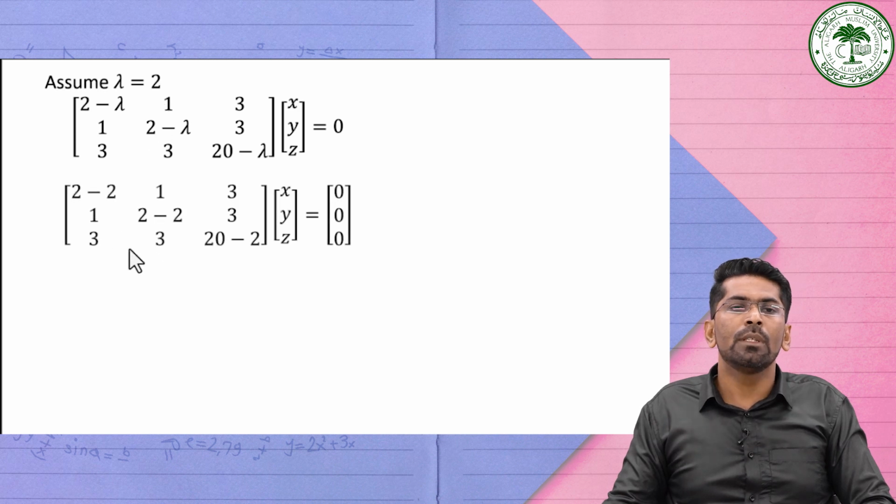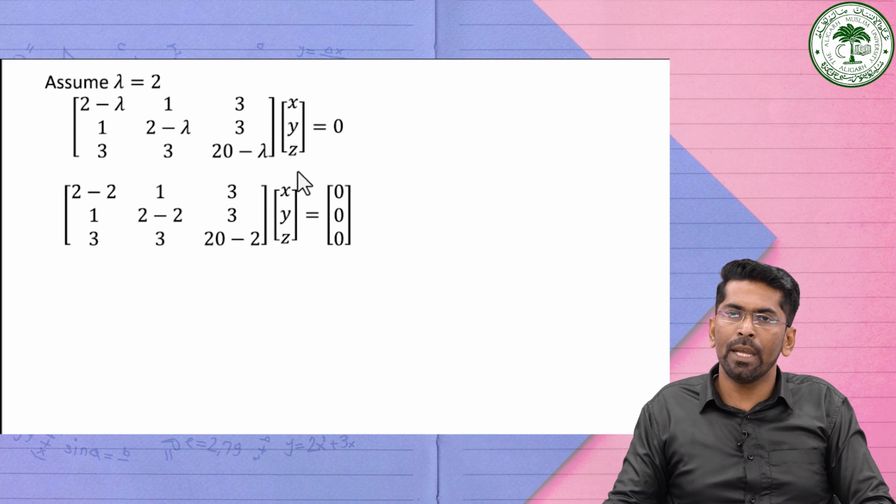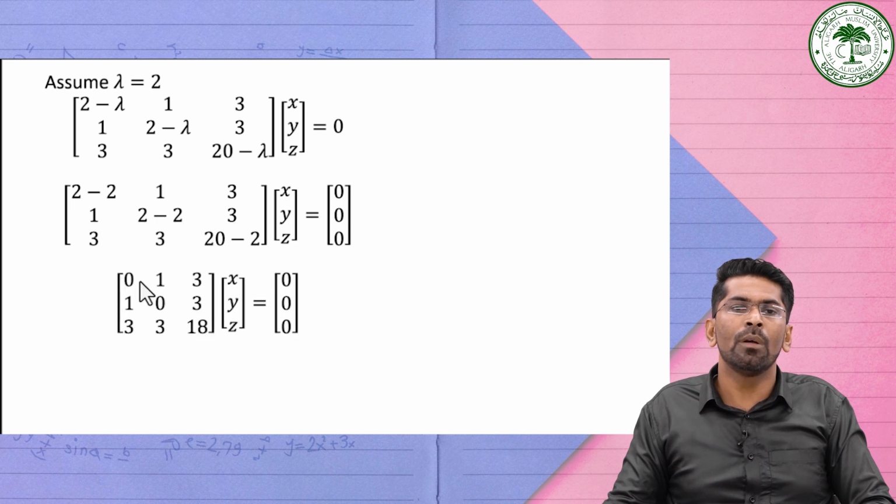So it will become 2 minus 2, 1, 3; 1, 2 minus 2, 3; 3, 3 and 20 minus 2, multiplied with the variables and equating with 0. So now if you go for simplifying it, 2 minus 2 is equal to 0, then what is remaining? 1, 3; 1, 2 minus 2, again it is 0, 3; 3, 3 and 20 minus 2 which is equal to 18, multiplied with the variable matrix which is equating with 0.